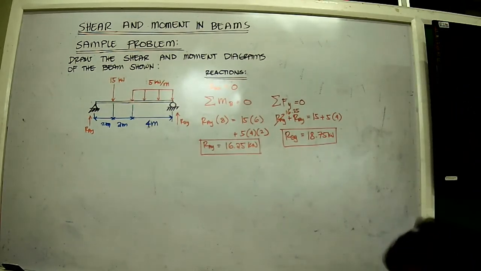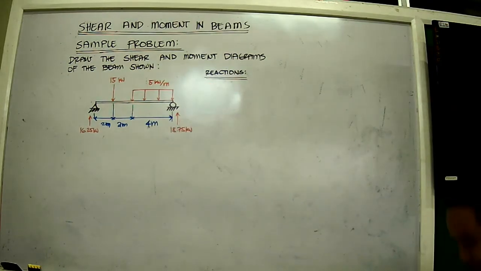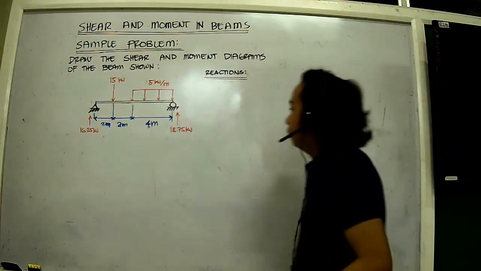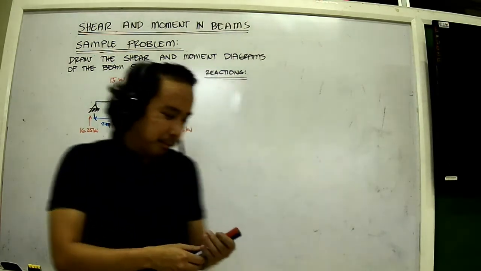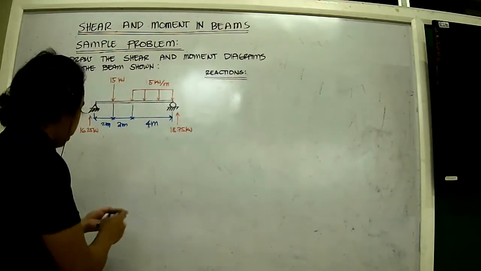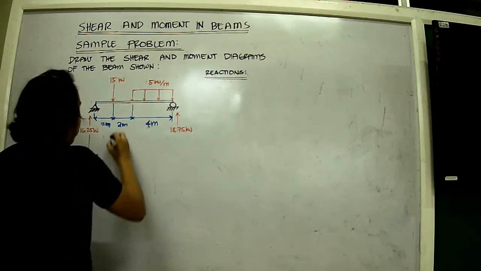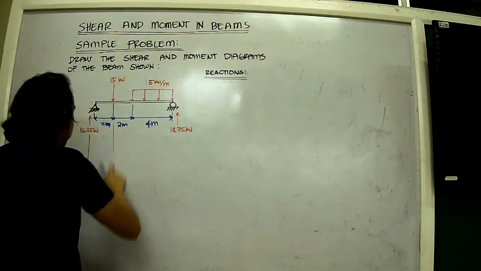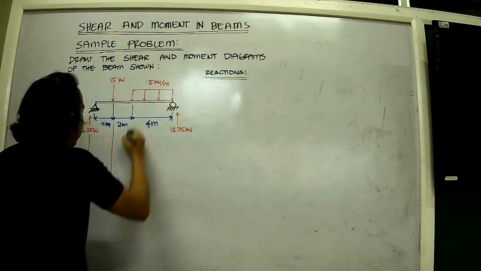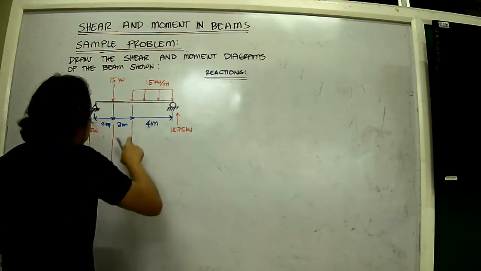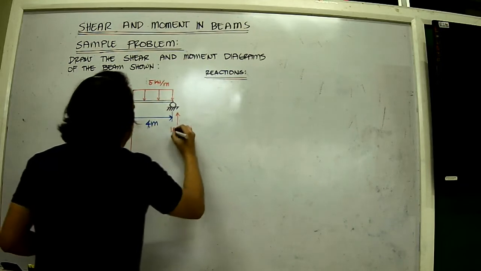Okay, so the reactions are solved. Let's move on to the shear and moment diagrams. In this case, we draw lines in the diagram. This is how I do it.